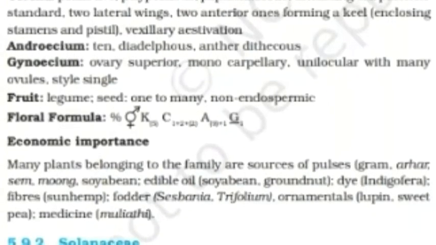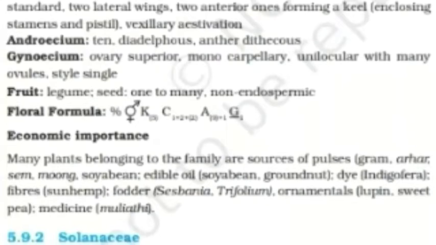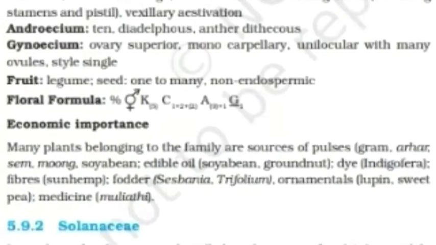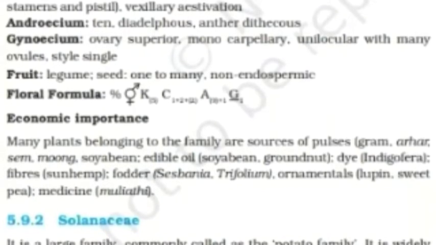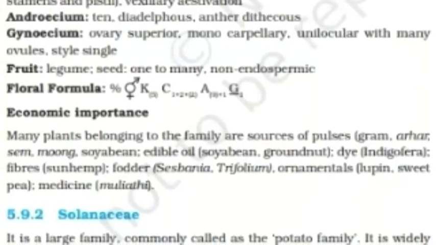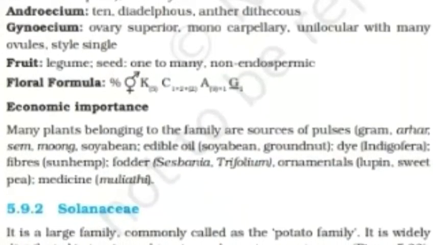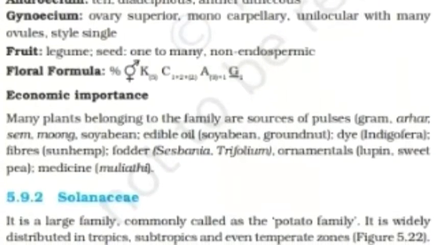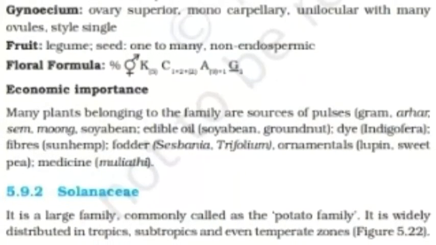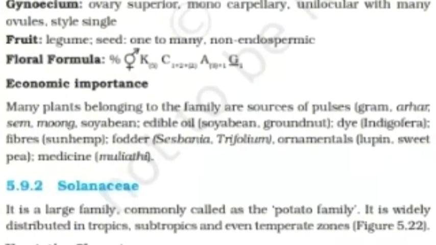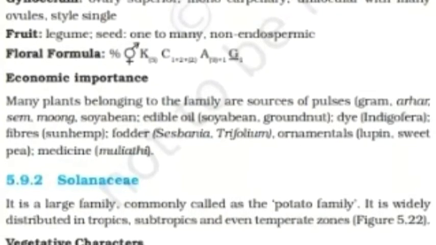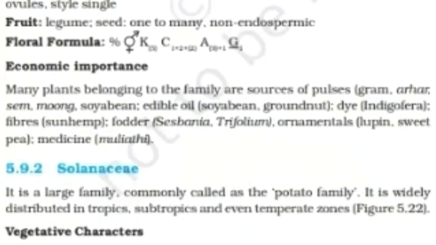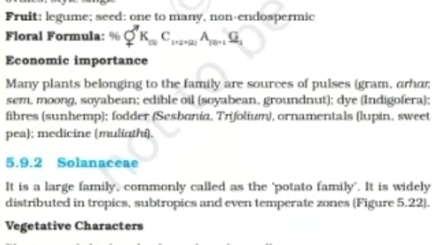Androecium 10, diadelphous, anthers dithecous. Gynoecium ovary superior, monocarpellary, unilocular with many ovules, style single. Fruit legume, seed one to many, non-endospermic. Floral formula: percentage sign, male-female symbol, K5, C1 plus 2 plus 2, A9 plus 1, G underscore 1.